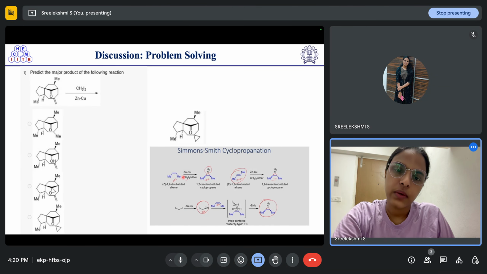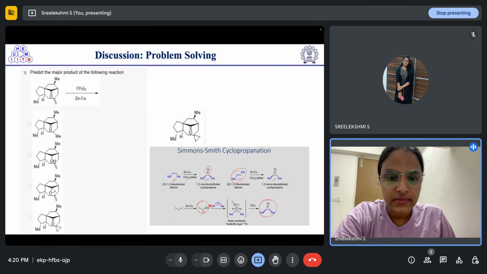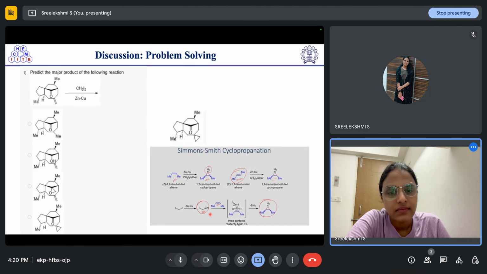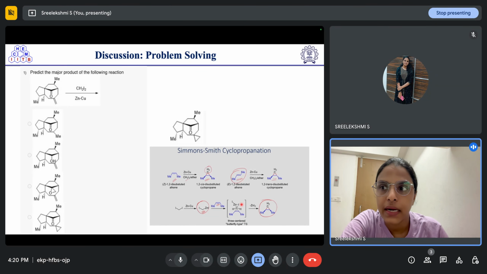So this alkene first will undergo this reaction with this CH2I2 and zinc copper to form this disubstituted cyclopropane. So the mechanism is like this. First it will form this intermediate, then this center will generate the carbene. So that will attack here, and this center will be attacking over that carbene to form this three-centered butterfly type transition state. Then the zinc iodide will be leaving to give the cyclopropanated product. So here the cyclopropanation will be happening. So the correct answer is option D.